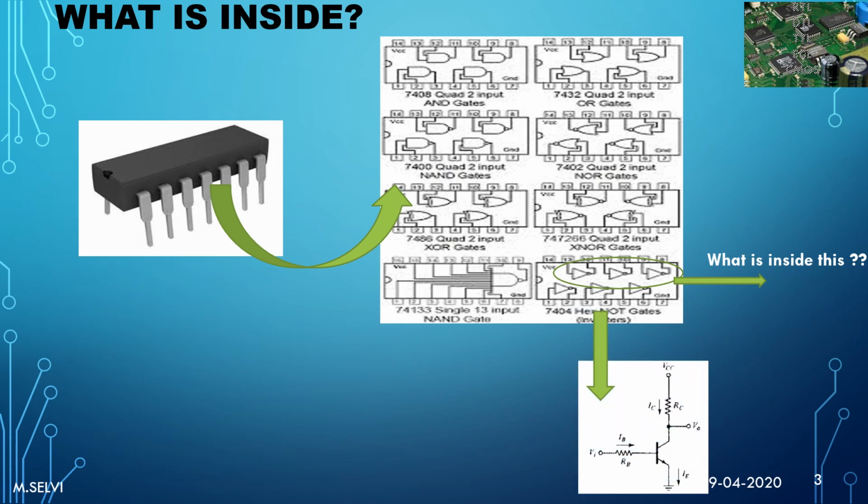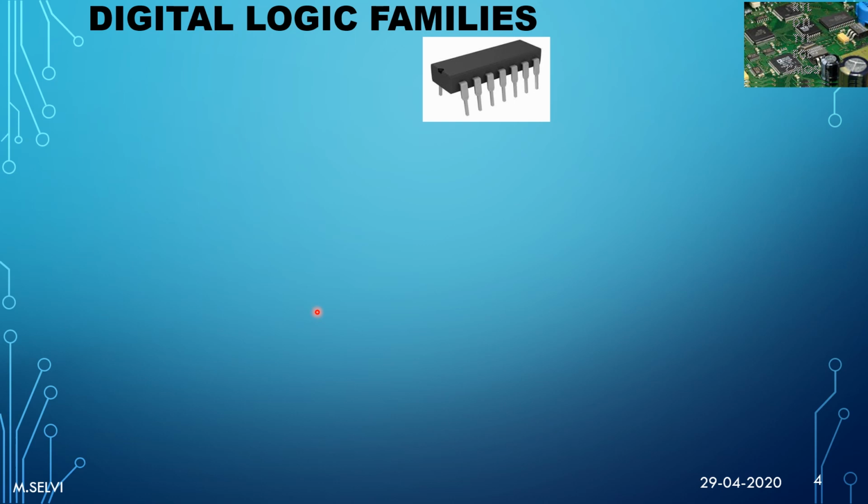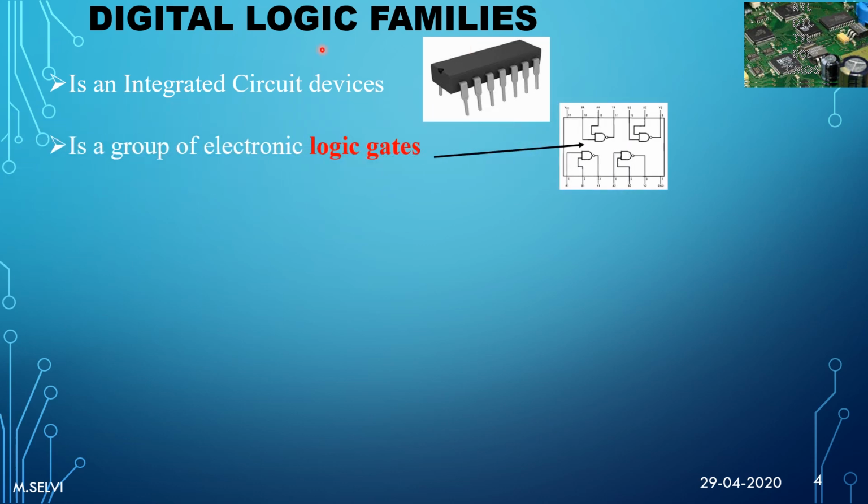Yes, it consists of an inverter circuit which is made of a transistor and the proper connection of resistors with this power supply. Or the NAND gate may consist of some sequence of transistors connected together with the resistors and power supply. So we call this combination a digital logic family. Yes, this IC is nothing but an integrated circuit device, which consists of a group of logic gates.